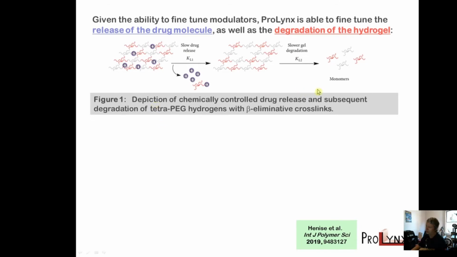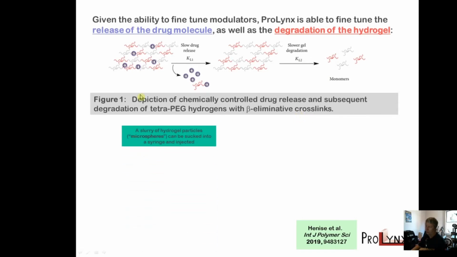The title of this figure in this paper, I shortened some of the figure legends a bit, is depiction of chemically controlled drug release and subsequent degradation of tetra-PEG hydrogels. That's my spell checker. It should say hydrogels with beta-eliminative crosslinks. So you're using this beta elimination cleavage method.